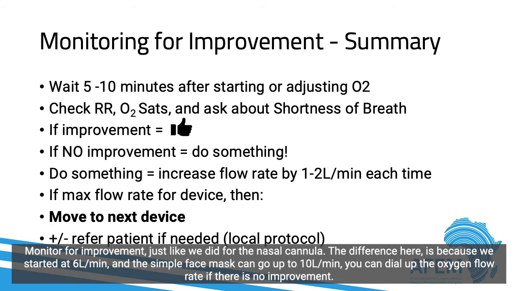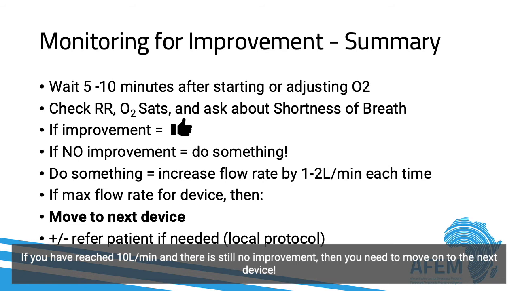Monitor for improvement, just like we did with the nasal cannula. The difference here is because we started at 6 liters per minute and the simple face mask can go up to a flow rate of 10 liters per minute, you can dial up the oxygen flow rate if there's no improvement. If you have reached 10 liters per minute and there is still no improvement, then you need to move on to the next device.